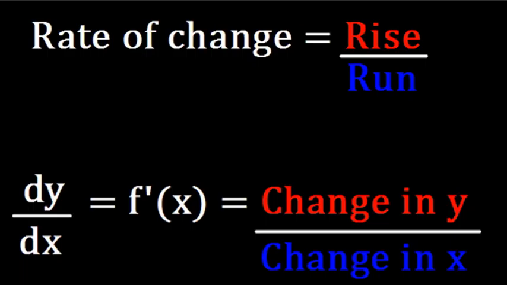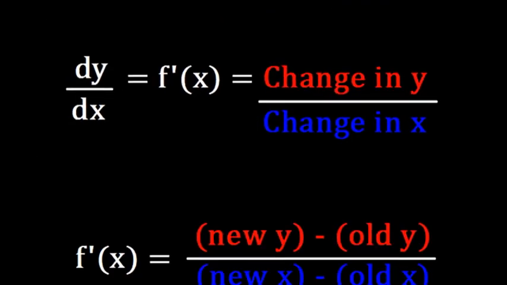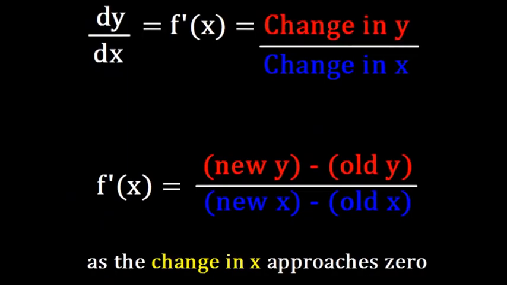But when we get a little bit more technical, pretty much that's all it ever is, but we write it slightly differently. We call dy/dx the first derivative, which is the change in y divided by the change in x. And to find how something's changed, you need to know what it is now compared to what it was then. So the change in y is the new y value minus the old y value, and the change in x is the new x value minus the old x value. And as the change in x approaches zero, we get what we call the derivative of a function.